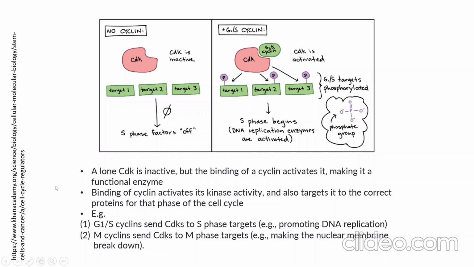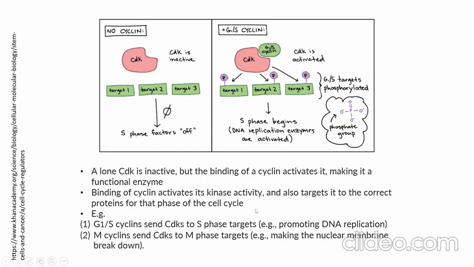So now a CDK on its own, it's a kinase enzyme. So it's something that adds phosphates to different substrates. On its own, the CDK is actually inactive. But when a cyclin binds to it, it can activate it and make it functional. So this happens in two ways. Binding of the cyclin can activate the kinase activity of the CDK.